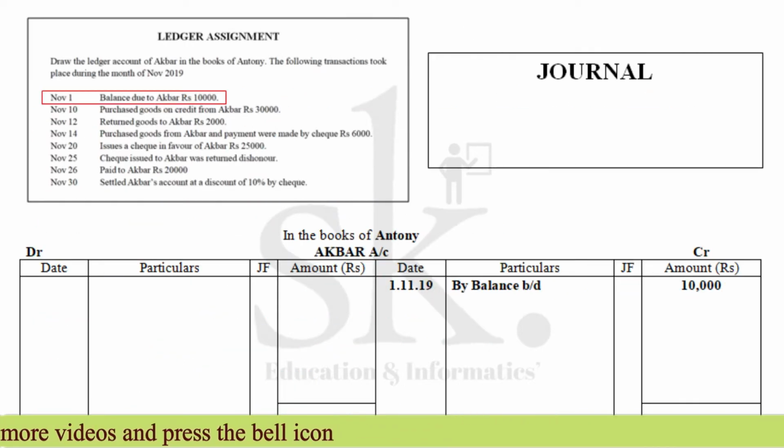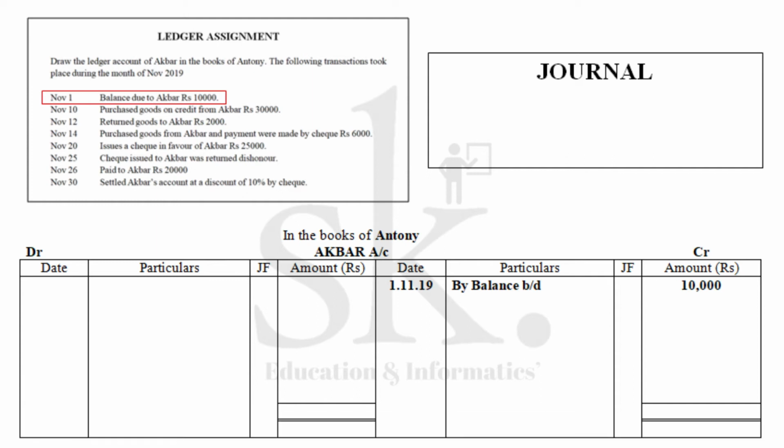Now on November 1st, balance due to Akbar is rupees 10,000. Balance due to Akbar means that, if we are doing it in the books of Antony, Antony requires to pay Akbar rupees 10,000. That is the reason this term has been used, balance due to Akbar. So Antony has to pay Akbar, and we are doing Akbar's ledger account in the books of Antony.